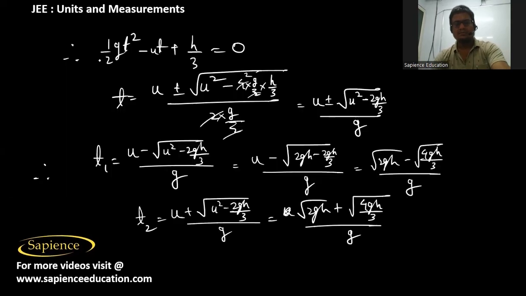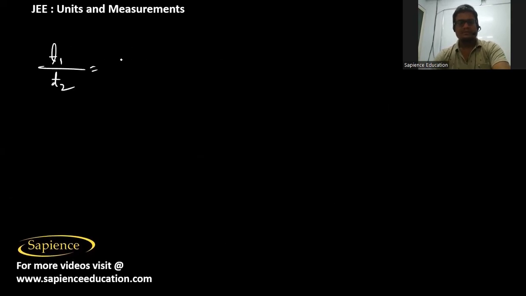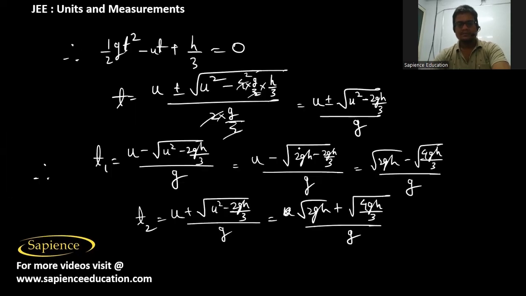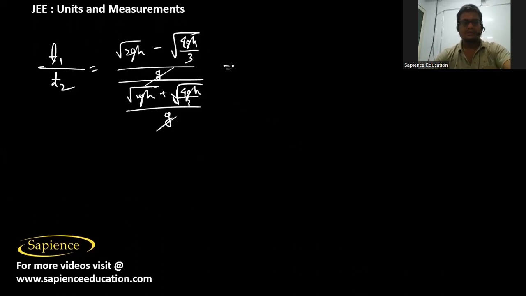Now t1 by t2 will be equal to root over 2gh minus root over 4gh by 3, divided by g, divided by root over 2gh plus root over 4gh by 3, over g. So g and g will obviously get cancelled. And this will be equal to root 2 minus root 4 by 3, which is 2 by root 3, divided by root 2 plus 2 by root 3, since root gh I can cancel out.